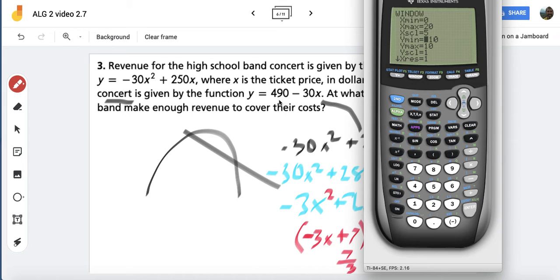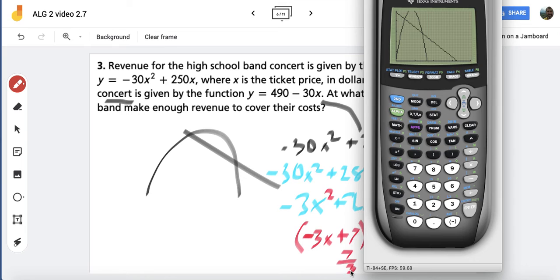And the y values, I already said it goes up to almost 500. So I'm going to go from 0 up to 500. And the scale, this time I'm going to go every 100. All right, now let's see what the graph looks like. There's the parabola. There's the line cutting through.